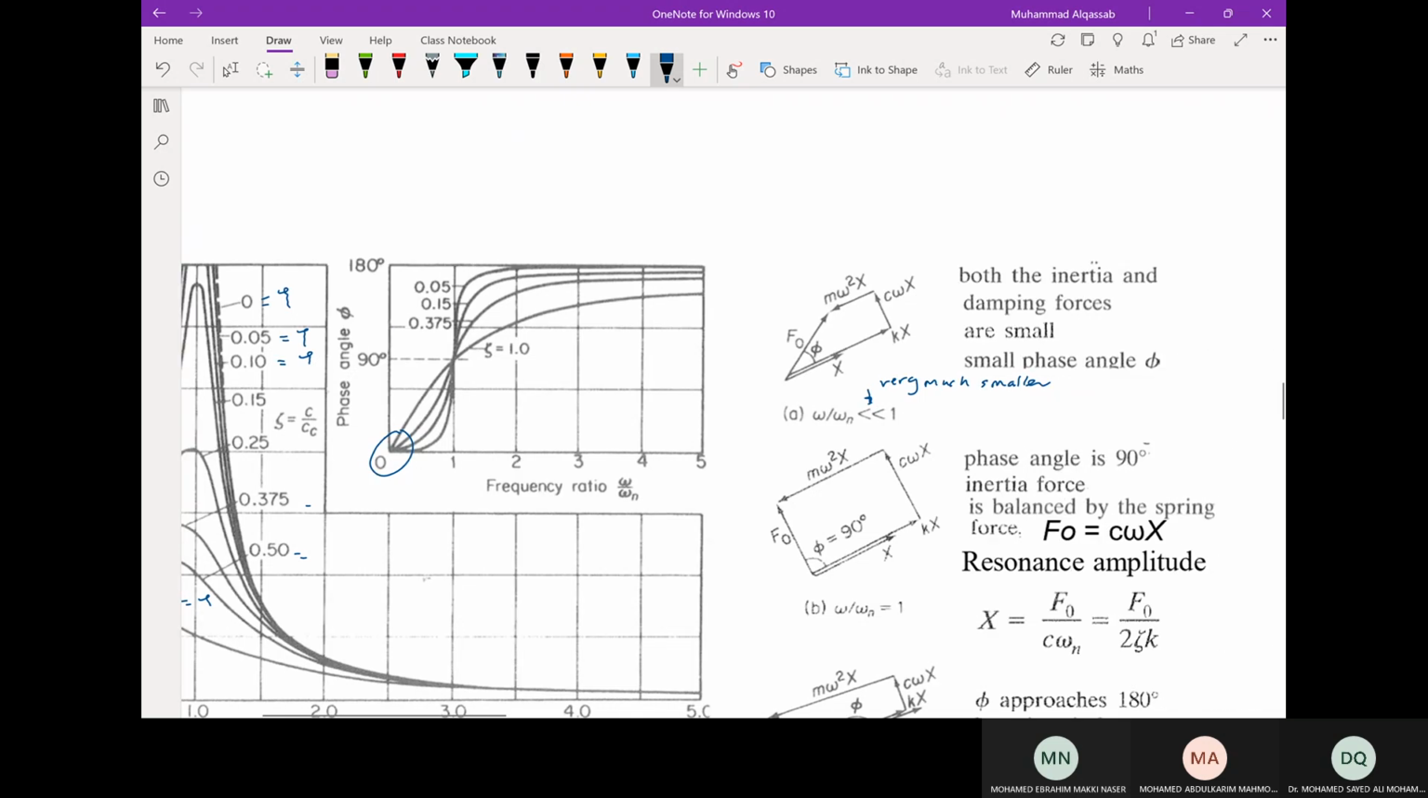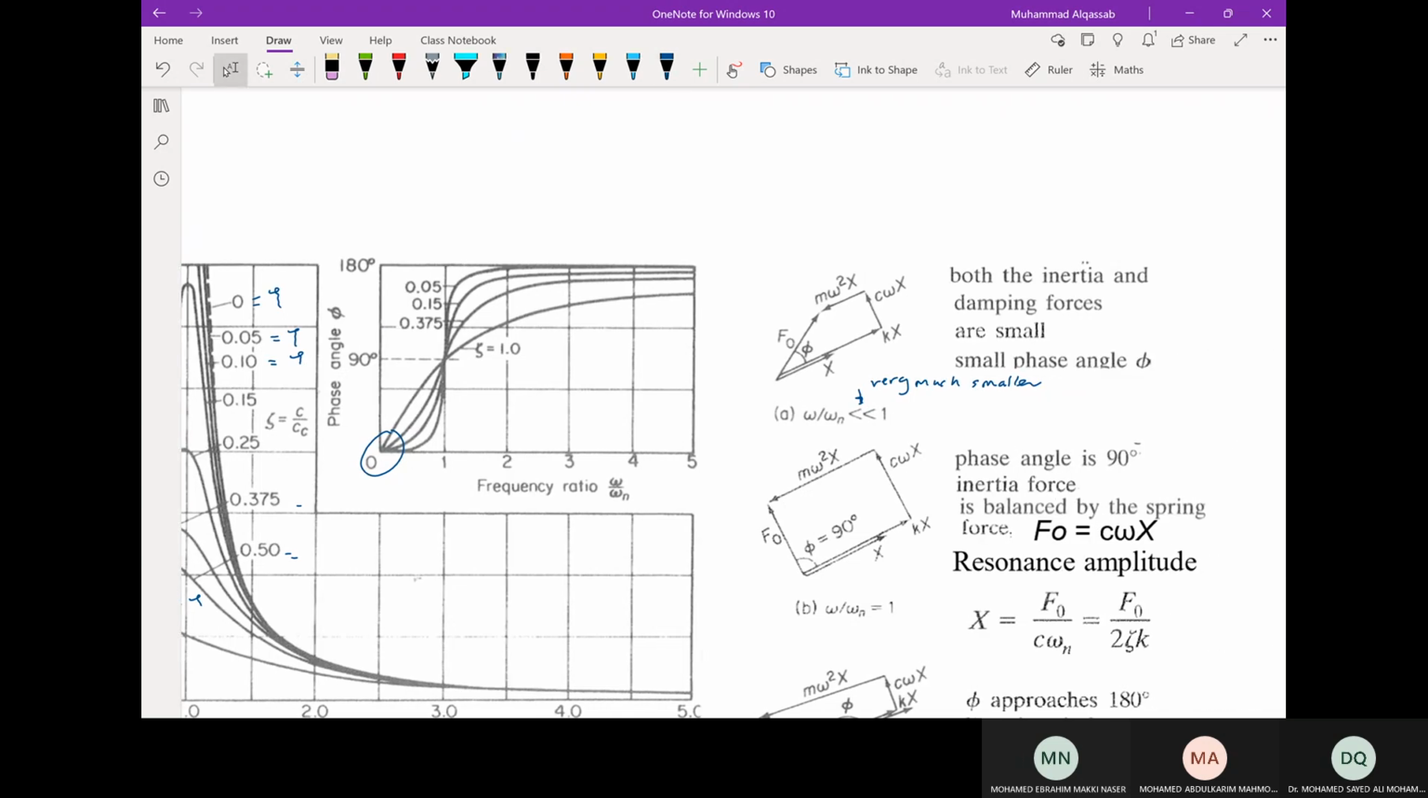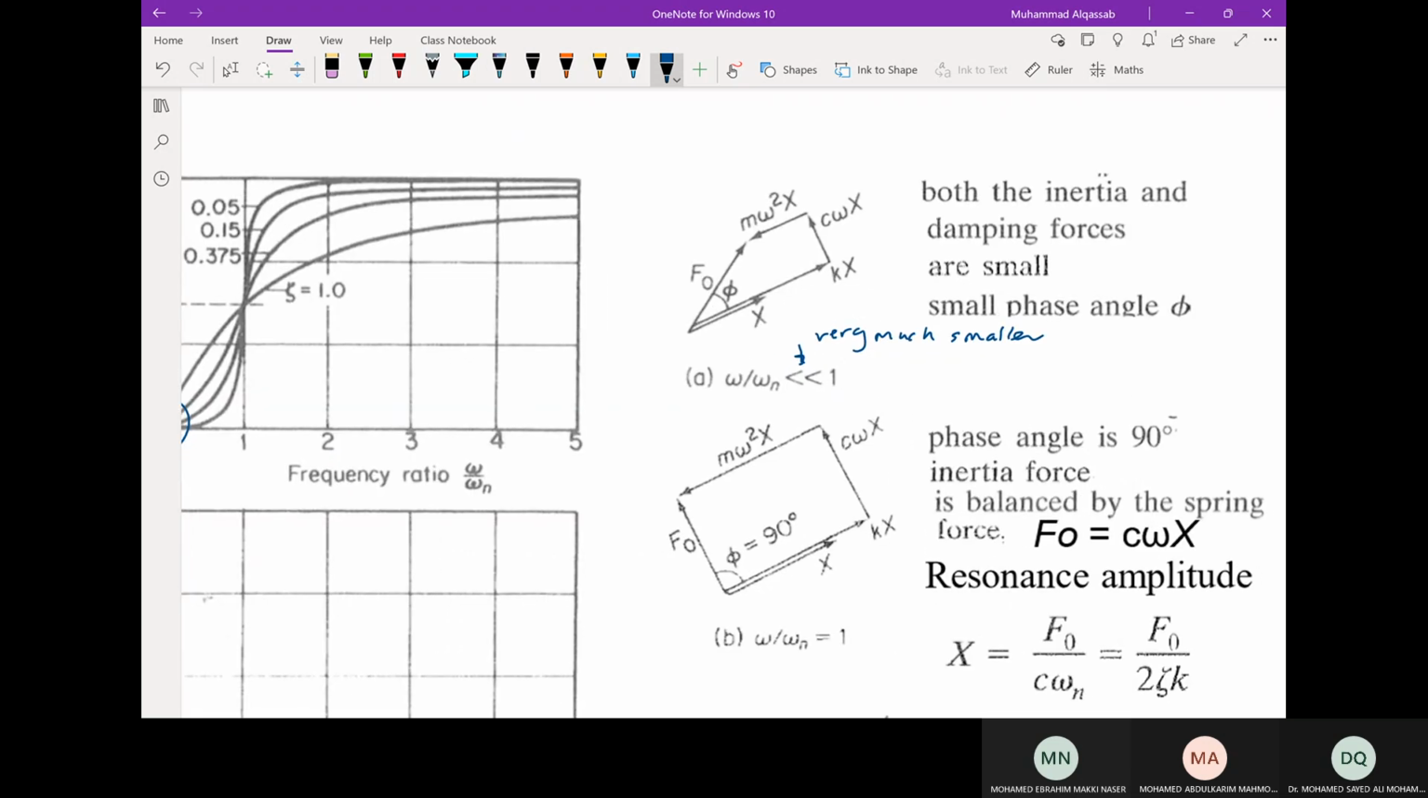So the polygon of forces that we used in solving the differential equation will be a typical polygon where the phase is very small, which means that the inertia force is small and the damper force is also small. The burden, the load, is carried by the spring in this case, if omega over omega n is very much less than 1.